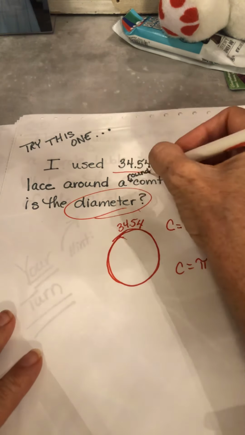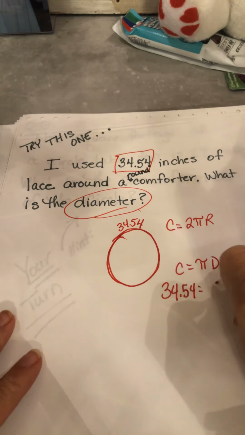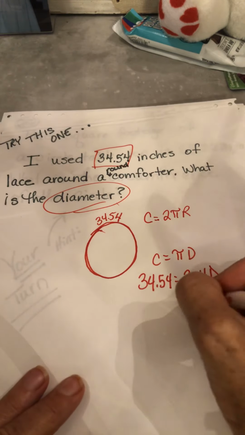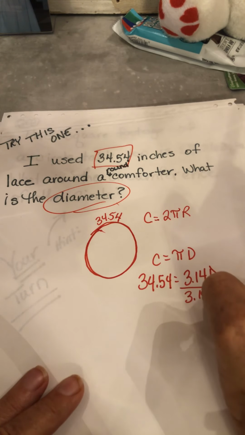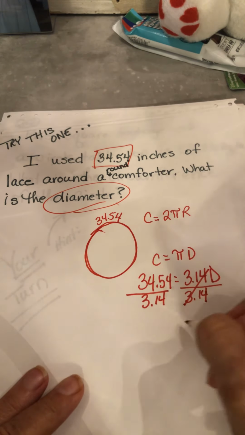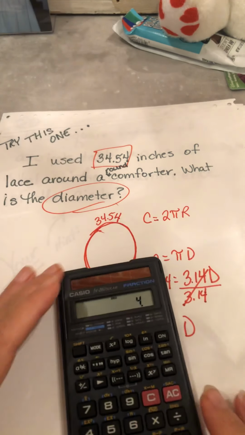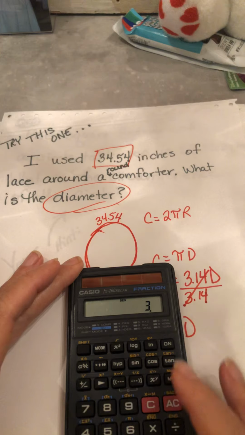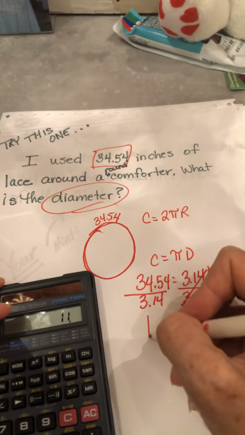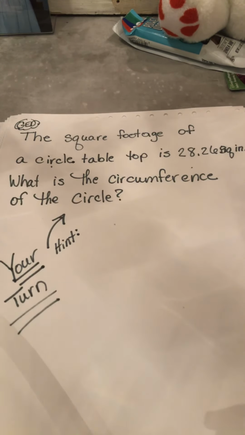So I know that the circumference is 34.54. I know pi is 3.14. I don't know d. So now to get d alone, I divide by 3.14. Whatever I do to one side, I do to the other. This goes away. I have d. And now all I have to do is say 34.54 divided by 3.14, and I get 11. So my diameter's 11. All right, you guys were doing good on those on the quiz.